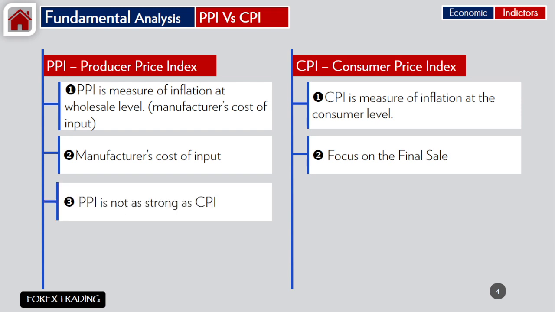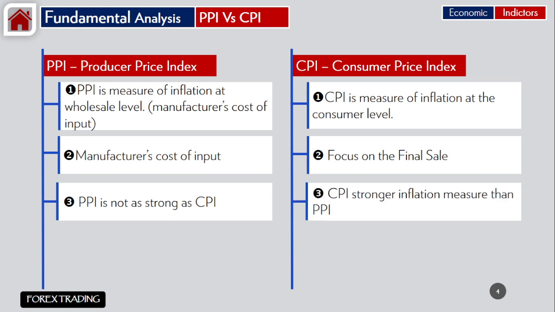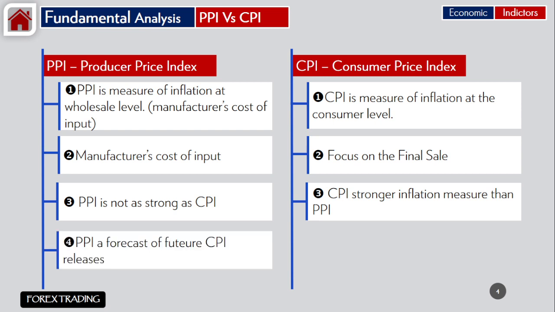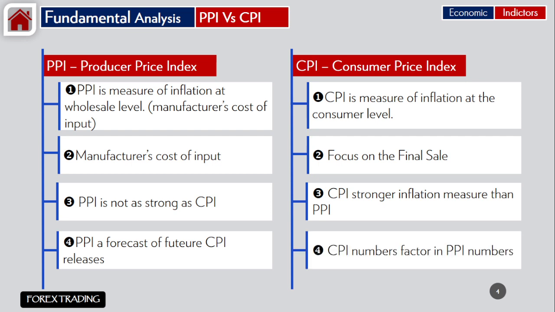Number three, PPI is not as strong as CPI, and CPI is a stronger inflation measure than PPI. PPI is a forecast of future CPI releases, and on the other hand, CPI numbers factor in PPI numbers. So why is CPI stronger? Because when there is a CPI data release, we also account for the PPI numbers as well. That's why CPI is stronger than PPI, because PPI numbers actually feed into CPI numbers.